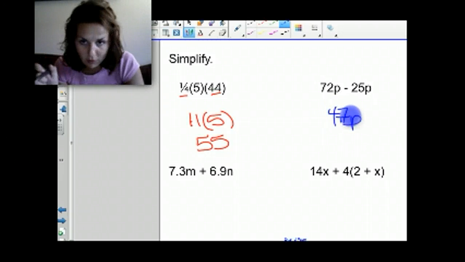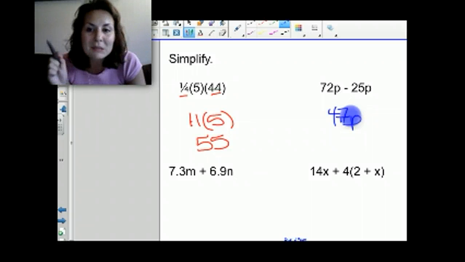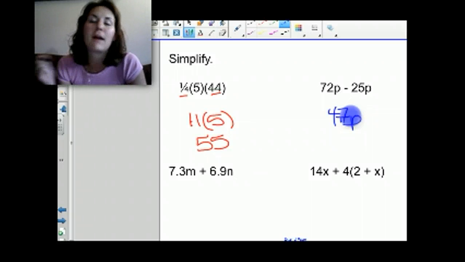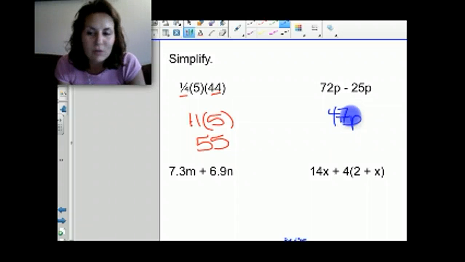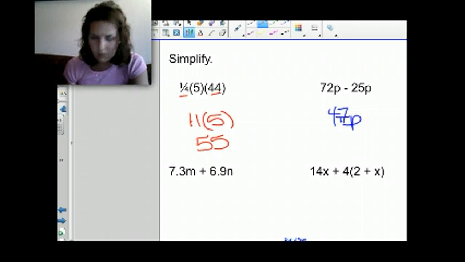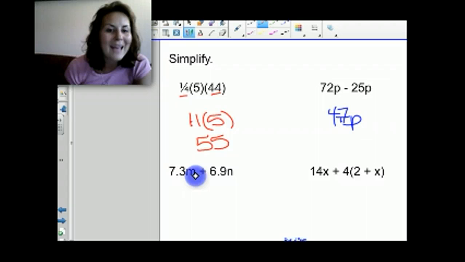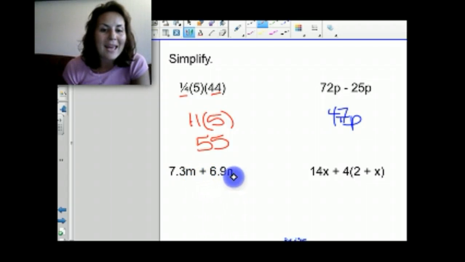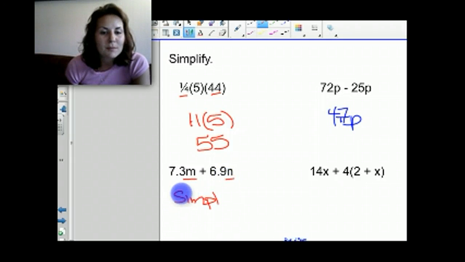47p is my answer. Okay? Not p squared. It's 72p minus 25p. Think of it as a unit. 72 apples minus 25 apples leaves me with 47 apples. 7.3m plus 6.9n. We can't simplify this. These are not like terms. So this is simplified.